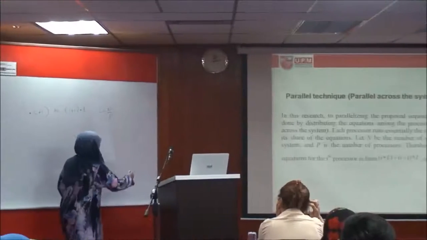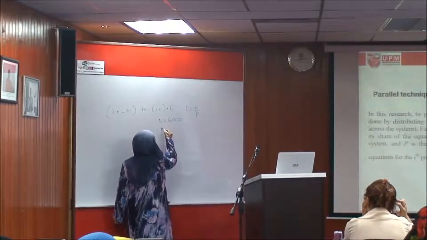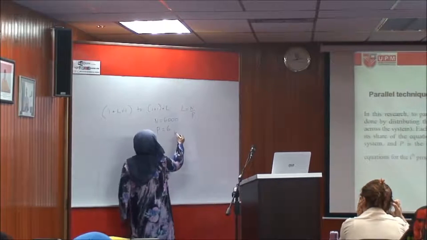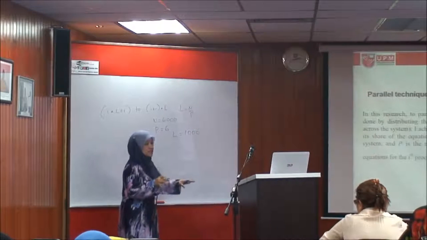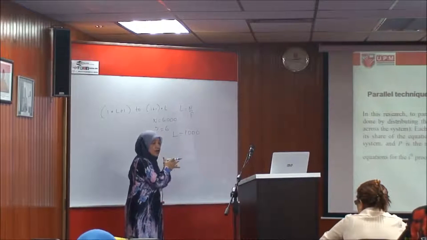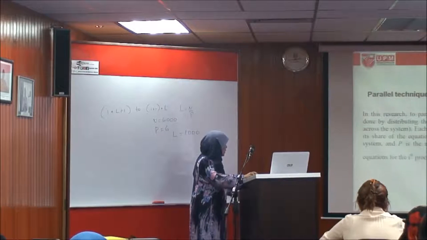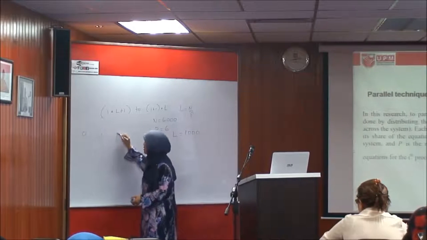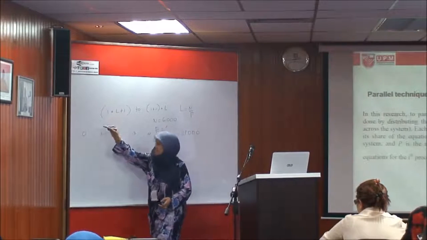For example, I have equation N is 6,000. So I'm going to use P is 6, for example. I'm going to use 6 processors. So my L will be 1,000. So that means each processor, starting from 0, 1, 2, 3, 4, 5, will handle their own 1,000 equations. We will put it in the loop in the I processor, so that means we will have processor 0, 1, 2, 3, 4, 5. So if you look here, I is the processor.